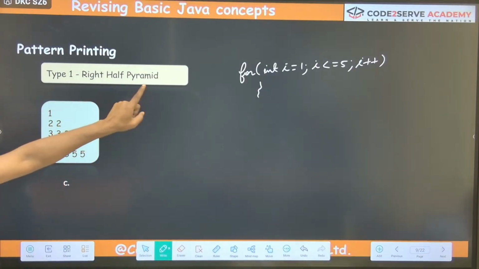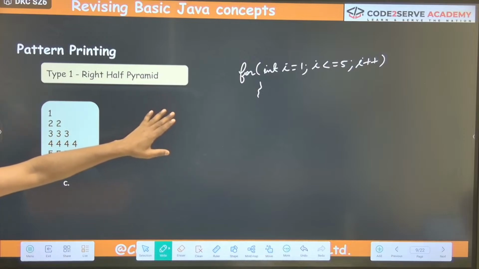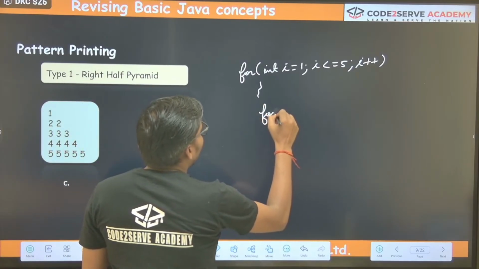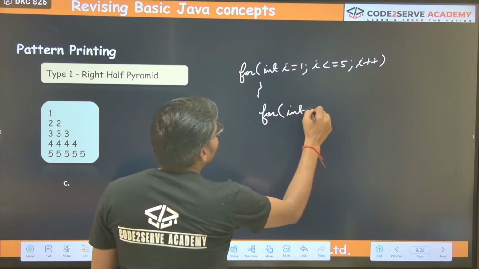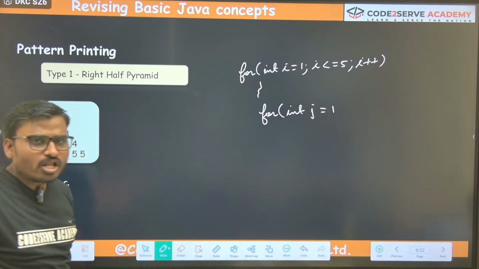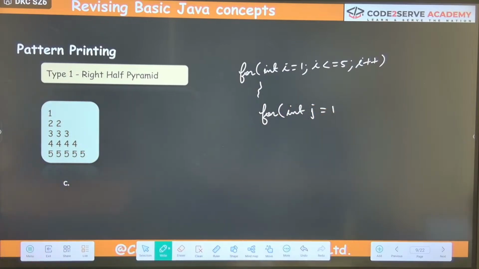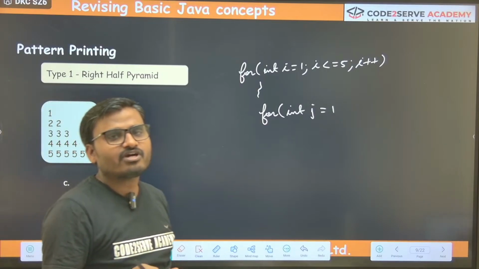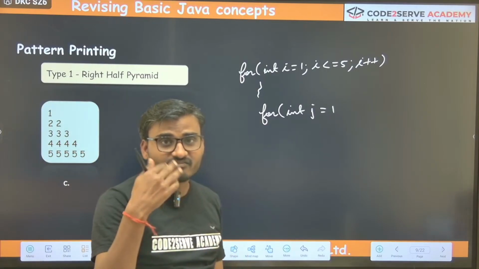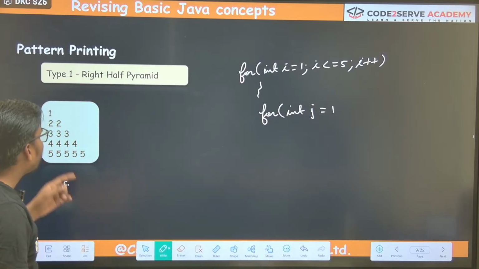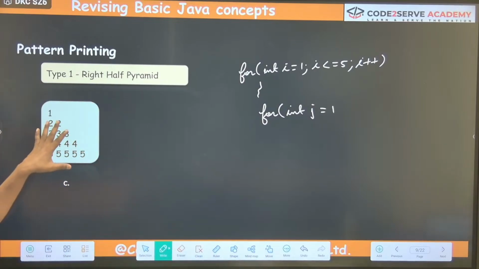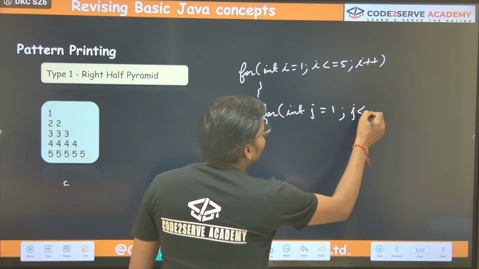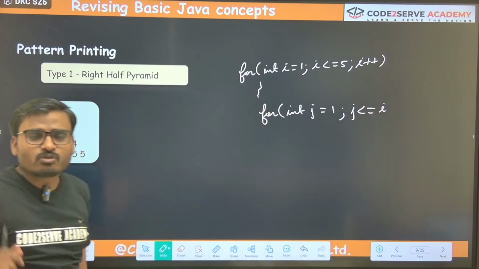So what we see: int i equals 1, i less than or equal to 5, i plus plus. Now we'll write for j. For int j equals 1, always we have to start j from 1. There will be some scenarios where you have to start from another value, when we learn about the inverse one, then we'll see. So j is 1, we're starting from 1, and j should be less than or equal to i.